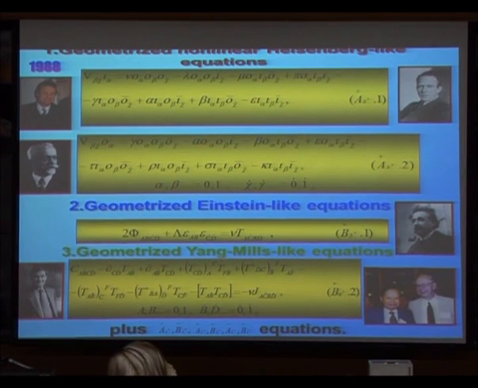I can find the solution of these equations. What does the solution of these equations mean? The solution means that all particles created from vacuum are the simplest torsion. Sorry, next.